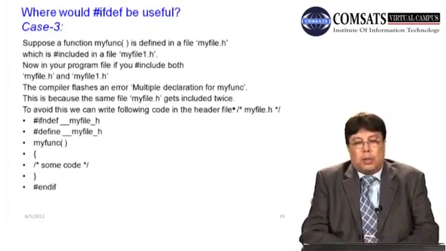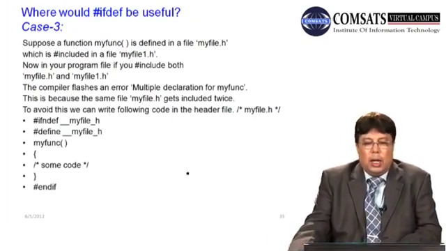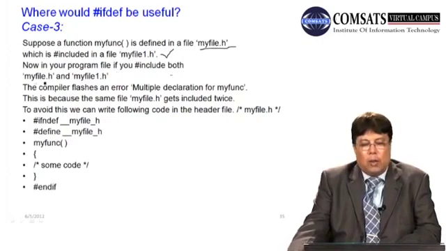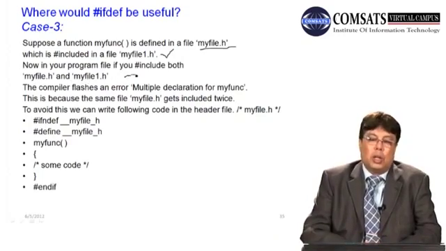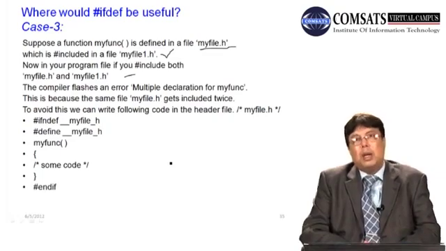Okay, case number 3. Suppose a function my function is defined in a file myfile.h. You defined this function, which is included in the file myfile1.h. Through that, you have included it. Now in your program file, if you include both myfile.h and myfile1.h, what will happen? There will be a duplication of the function. And when you compile it, the compiler will flash an error message, multiple declaration of my function. So that is a problem.